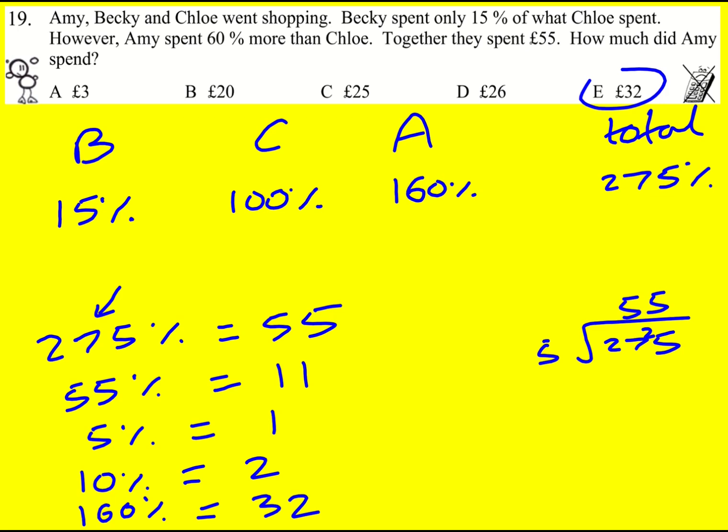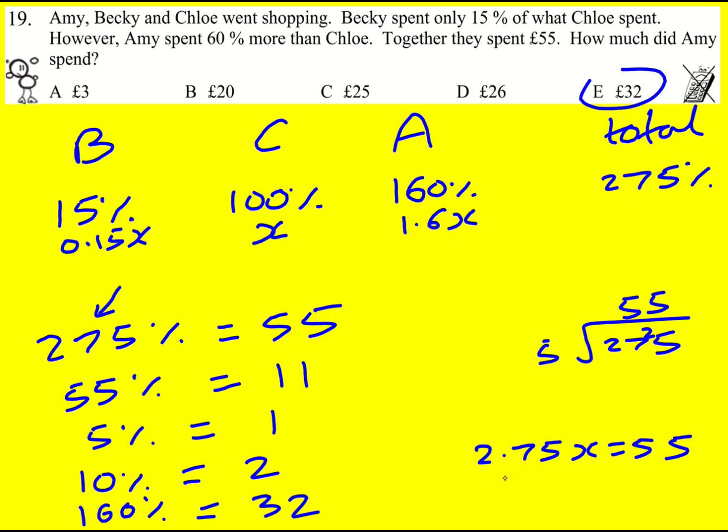Now, you could use multipliers for this. You could say that Chloe spent x amount, and then Amy spent 1.6x and Becky therefore spent 0.15x. Add these together to give an equation: 2.75x equals 55. You're into the same sort of situation then, to be honest. You don't really want to divide by 2.75, so you would probably divide through by 5.